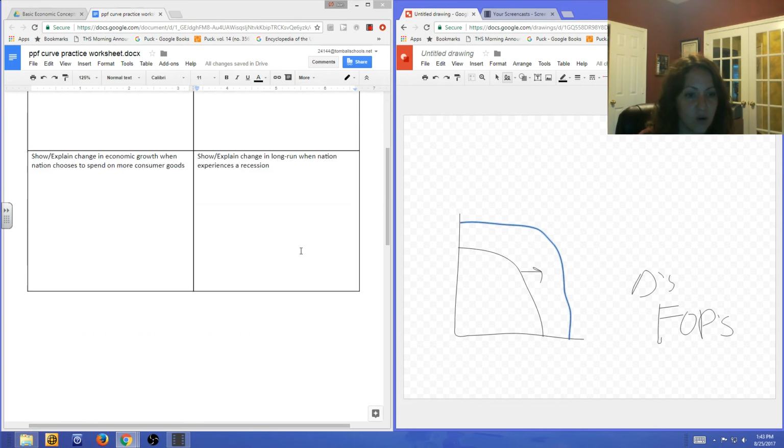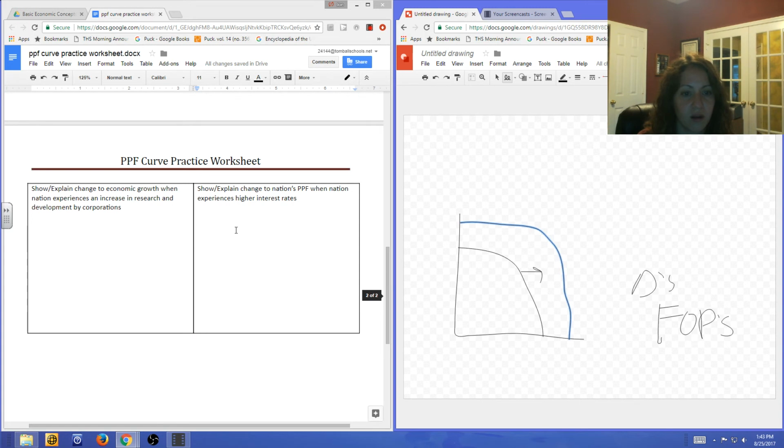And you know what? Let's scroll down to the bottom of the page where it's like the last question. And it says show and explain the change to nation's PPF when a nation experiences higher interest rates. It's the exact same scenario, but in reverse. If interest rates are higher, if banks are charging more for you to take out a loan, then you're probably not going to take out either as many loans, or you're not going to take out as big of a loan, which means you're going to have less money just in general.